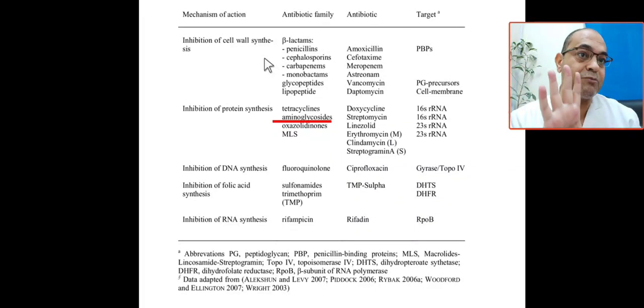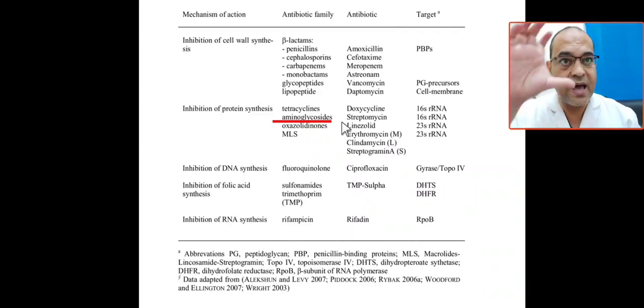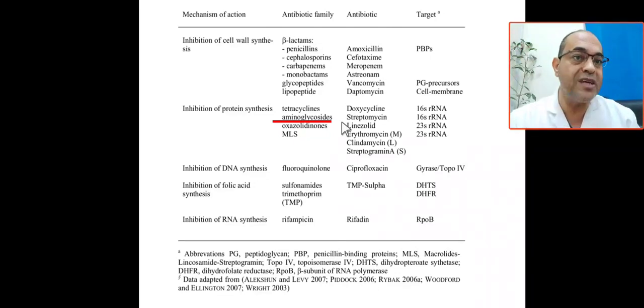Like what? This is the family of the antibiotic. We'll see the antibiotics: penicillin, amoxicillin, cefotaxime, this is the cephalosporin, and carbapenem like meropenem, and monobactams like aztreonam, and glycopeptide, this is vancomycin, and lipopeptide, this is daptomycin. So this is the action on the cell wall. It will inhibit the protein synthesis. This is tetracycline, the family, and the name of the antibiotic will be doxycycline. Aminoglycoside is the family, and streptomycin, gentamicin, and the MLS, macrolides, erythromycin, clindamycin.